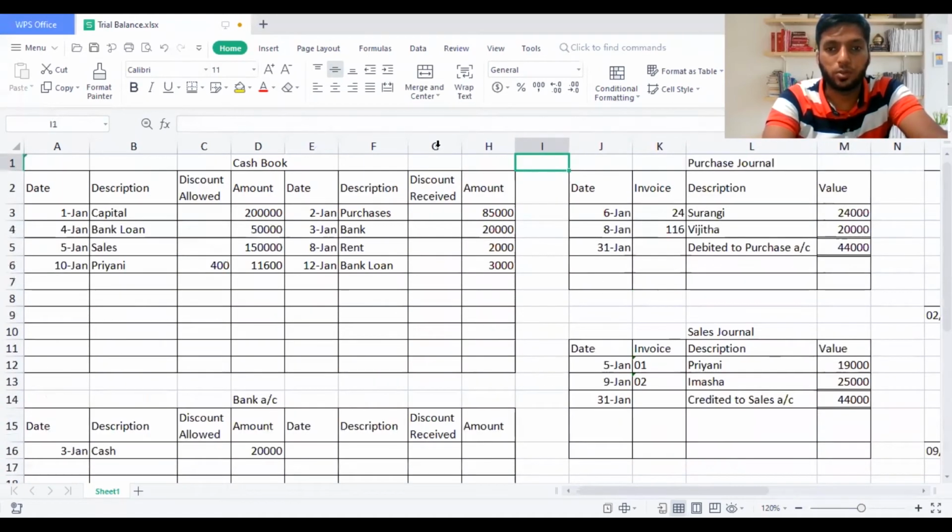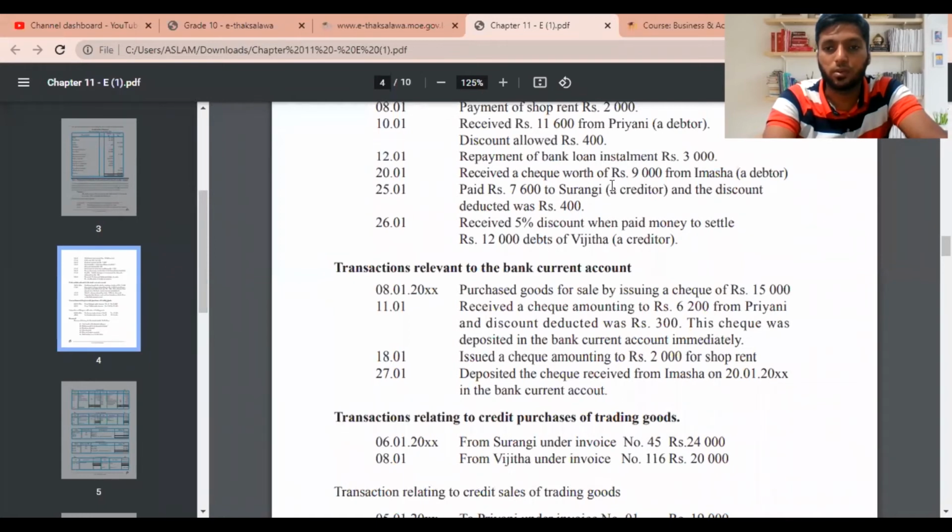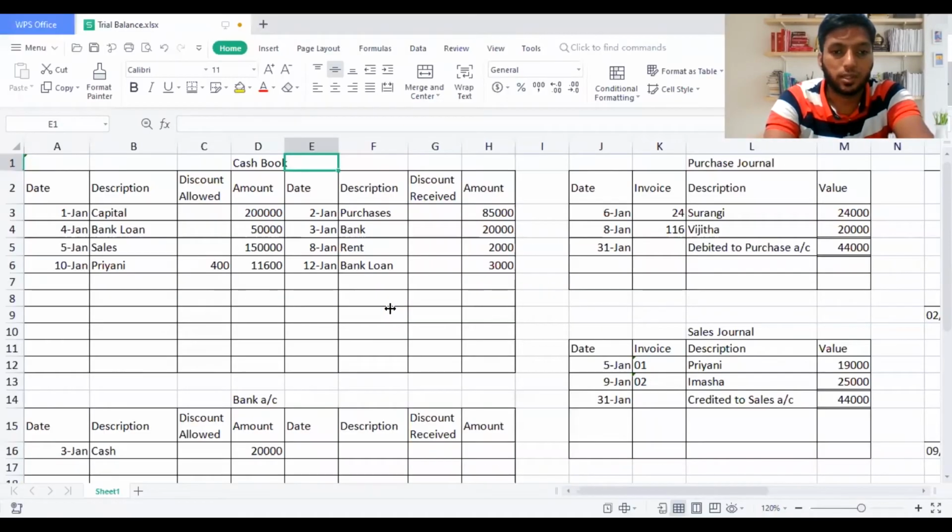What do we have? We are going to the next part, which is received a check worth rupees 9,000 from Imasha Adeta. What's the value? 9,000. We are getting 9,000 from Imasha Adeta, but there's no discount given, so we can take directly the 9,000 from Imasha's account. So I can write here Imasha 9,000. She didn't give any discount for us. On one side it is very bad because she didn't give a discount, but no worries, guys.